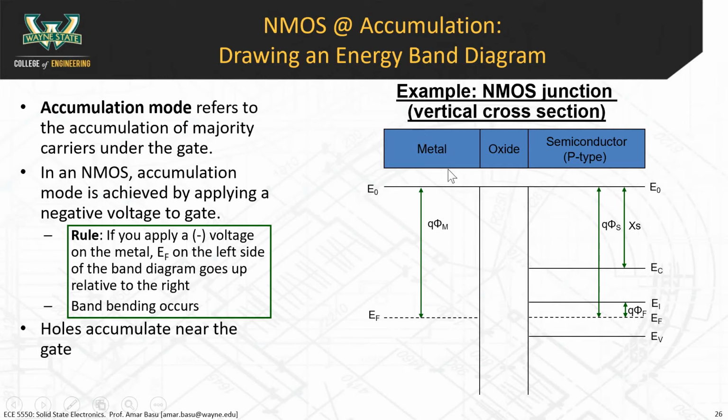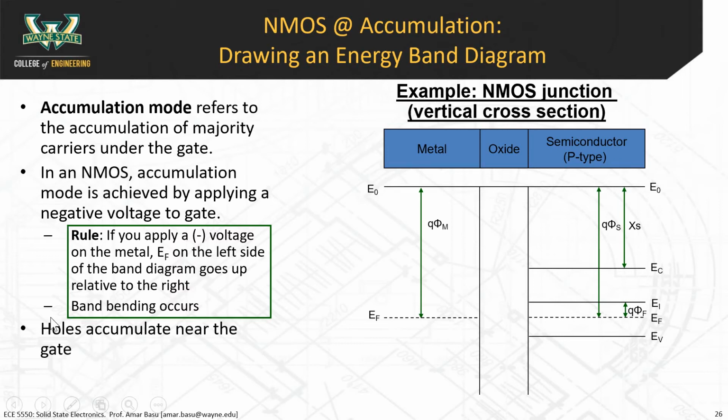Okay, so this is your metal work function here. This is your semiconductor work function here. So this was the band diagram at equilibrium. This is what the equilibrium band diagram looks like. And I'm going to animate here and show you how the band diagram changes when you apply a negative gate voltage.